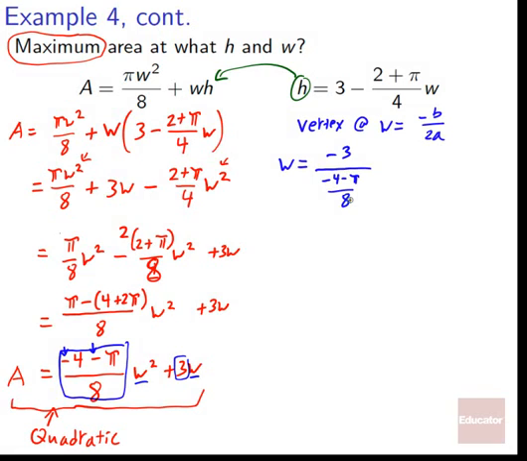So this is a little bit confusing, but we've got a fraction over a fraction. So if it's like this, we can multiply the top and the bottom by 8. So 8 on top, 8 on the bottom, we'll get negative 24, and the 8's down here will just cancel out, so we'll get negative 24 over negative 4 minus pi. We see that there's negatives everywhere, so we can cancel out all of our negatives, multiply the top and the bottom by negative 1, we get positive 24 over 4 plus pi. So the maximum is going to happen at 24 over 4 plus pi.